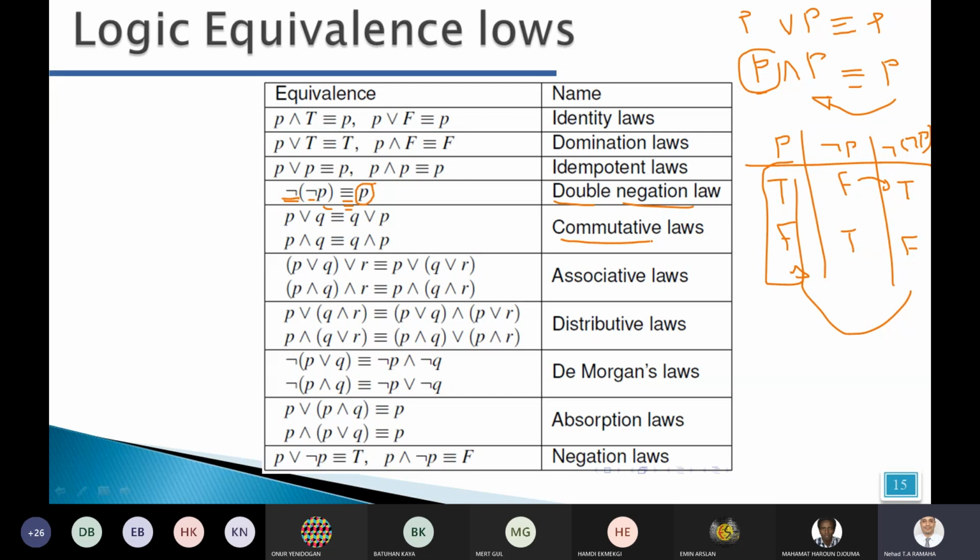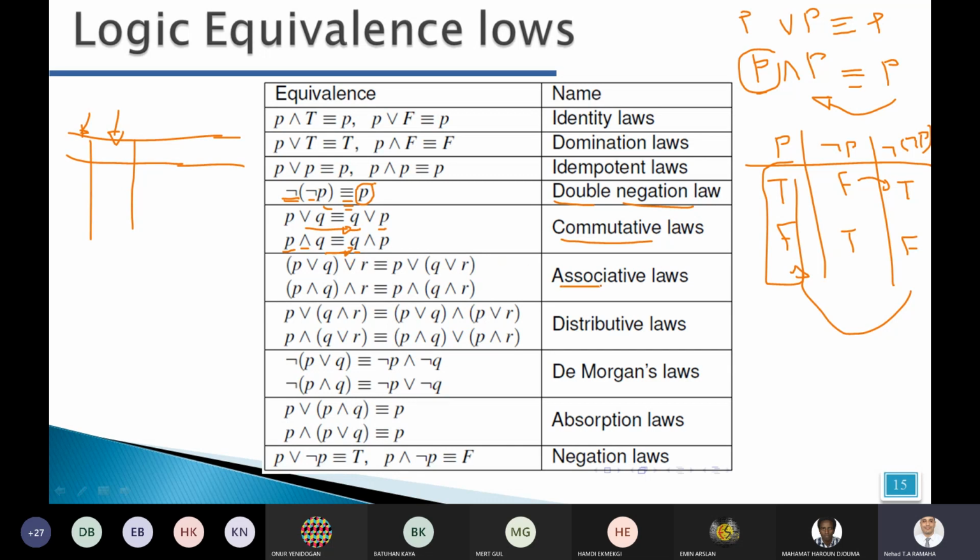Commutative rule: P or Q is the same if you put the Q first, Q or P. Similar for and: if we have P and Q, it's the same if we put the Q first, it becomes Q and P. Because if you have a truth table, it doesn't matter if you take P first and Q, or Q and P, or P or Q, or Q or P. You will get the same result.